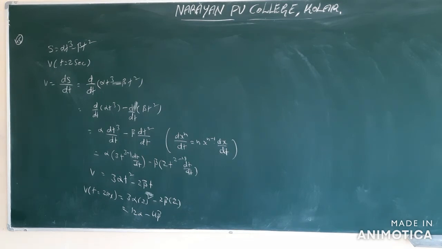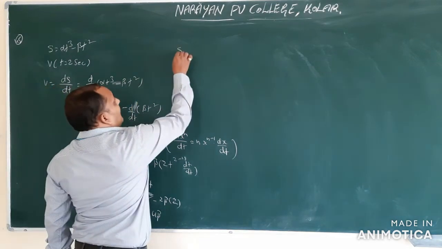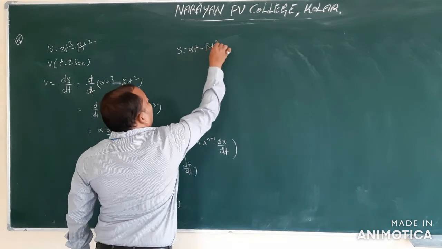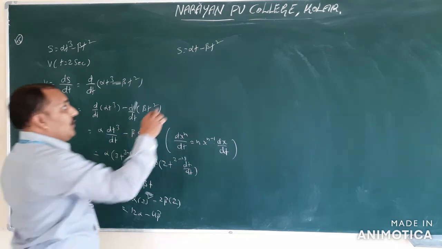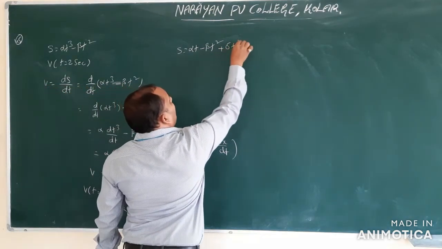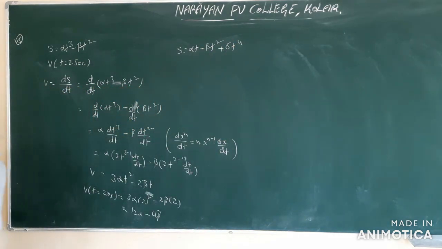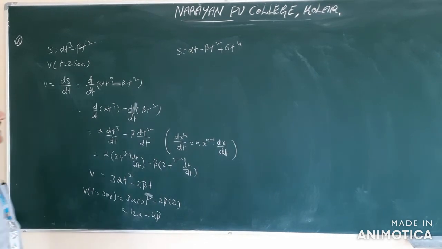See the next problem, 46. They are asking acceleration. Acceleration means you have to differentiate 2 times. A body is moving according to the equation S is equal to alpha t minus beta t square plus delta t power 4. That is the displacement equation they have given, where S is displacement, and alpha, beta, delta are constants. The acceleration of the body is given by... Simply they are asking acceleration.